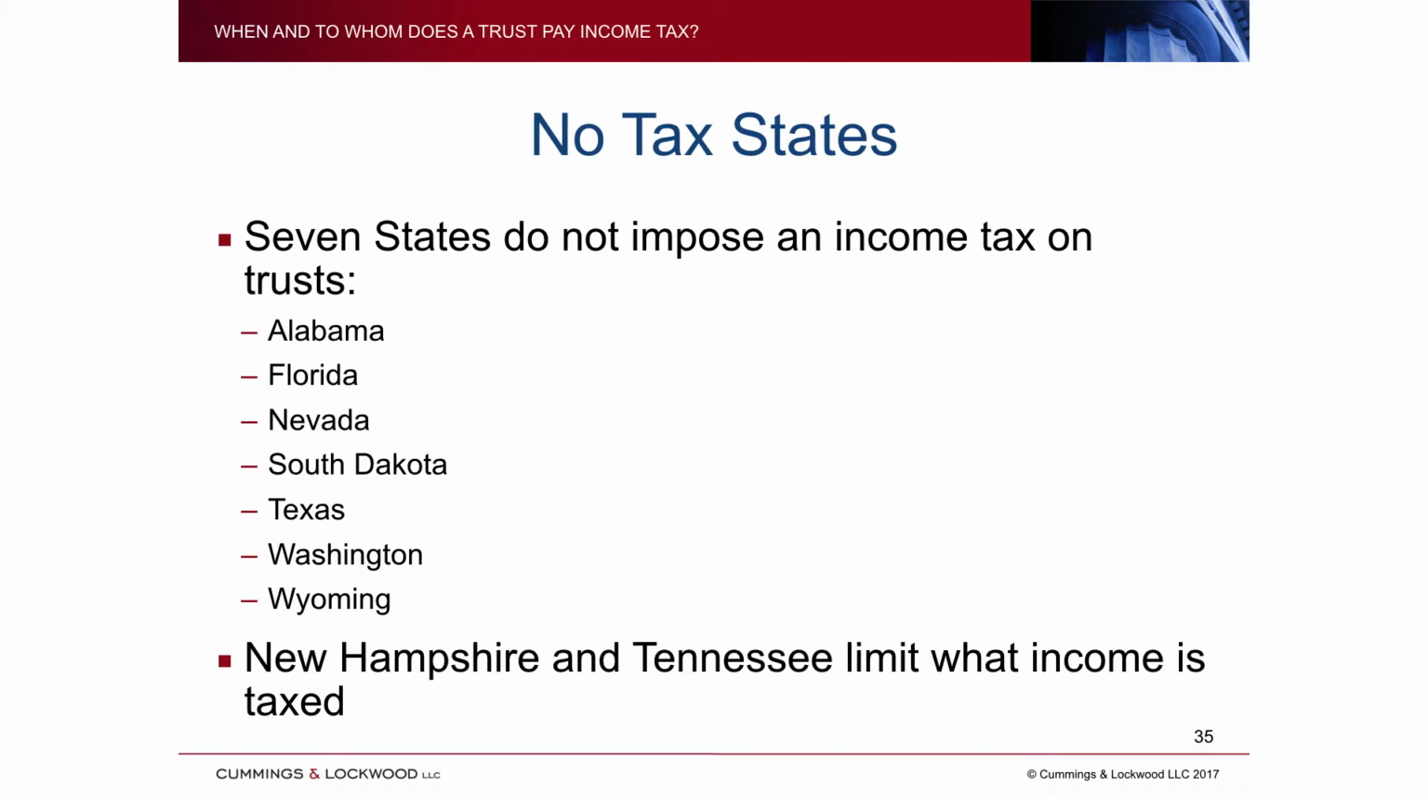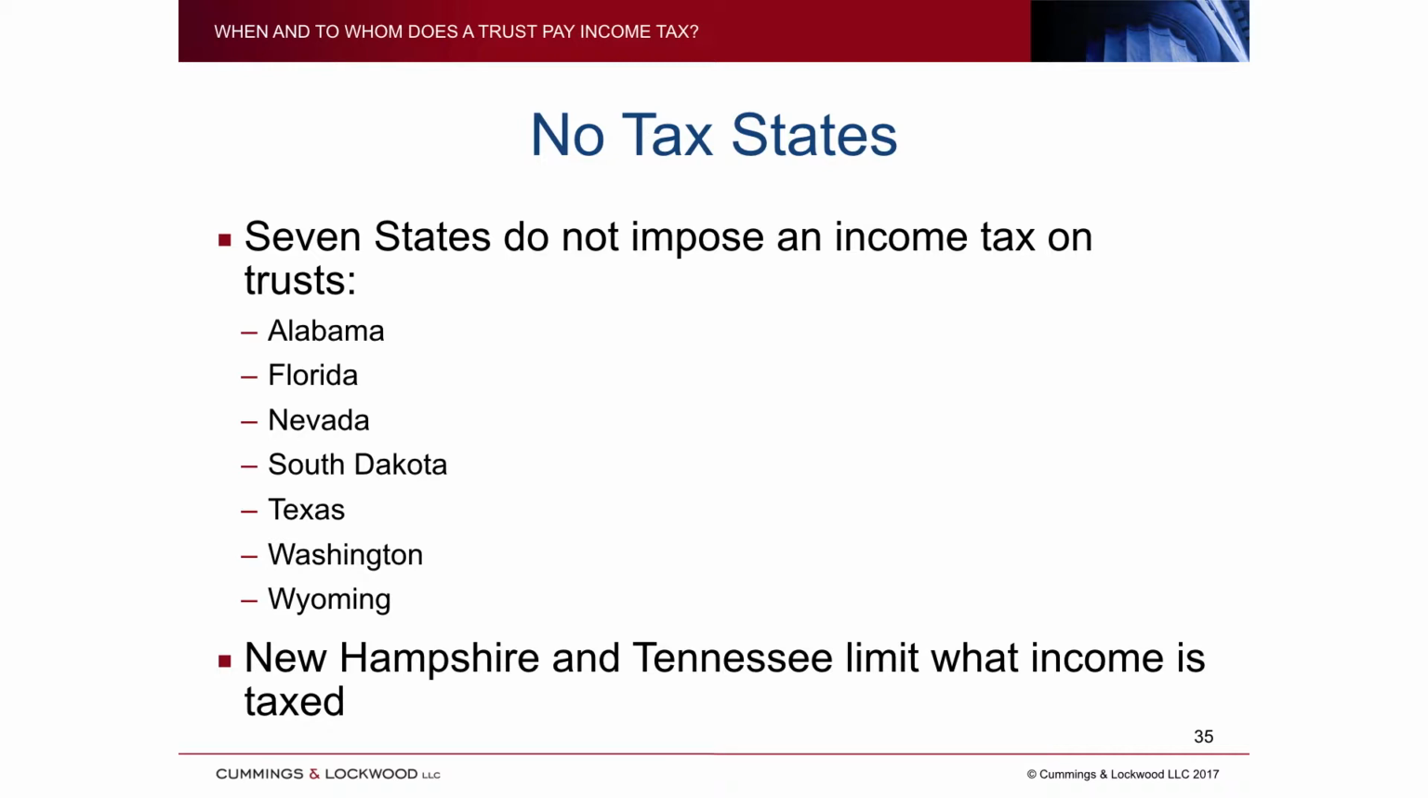I'm going to start with the easy states. There's actually 8 states that do not impose an income tax on trusts. And the first thing I should point out is Alabama is not one of them. That's supposed to say Alaska. So Alaska is a state, so mark that on your thing.